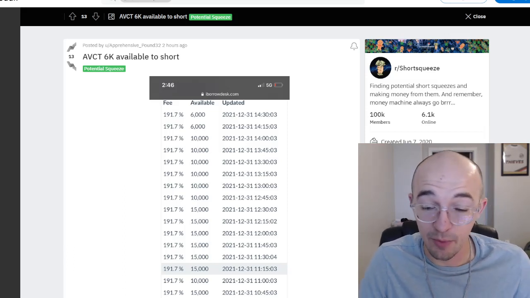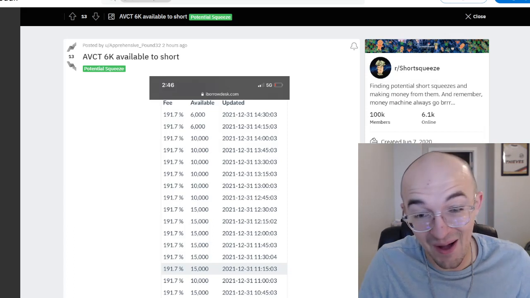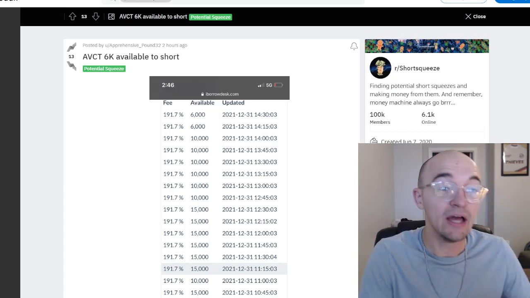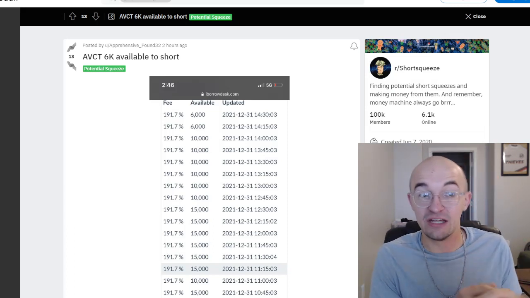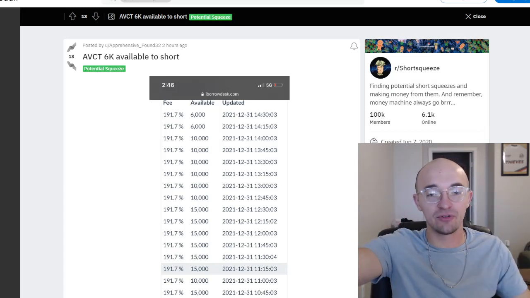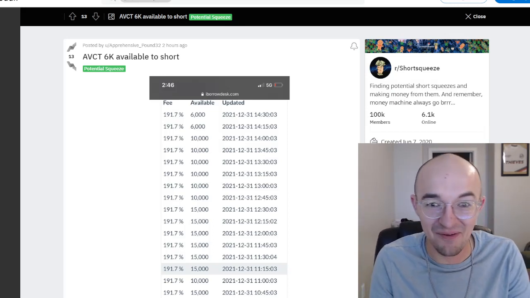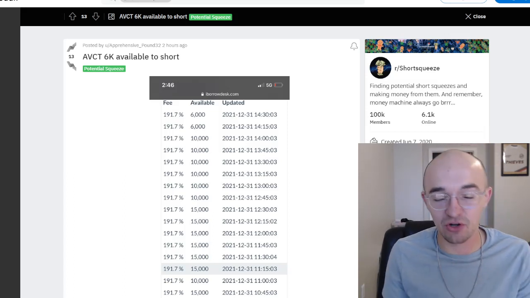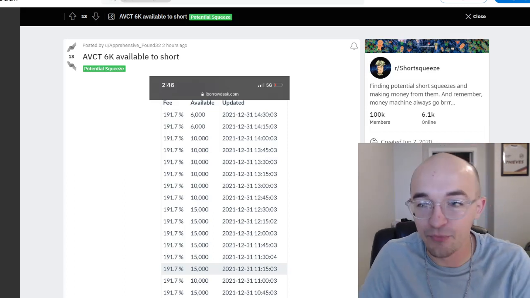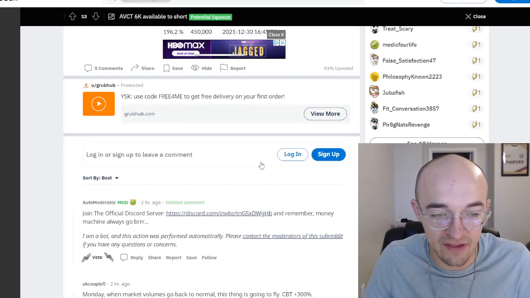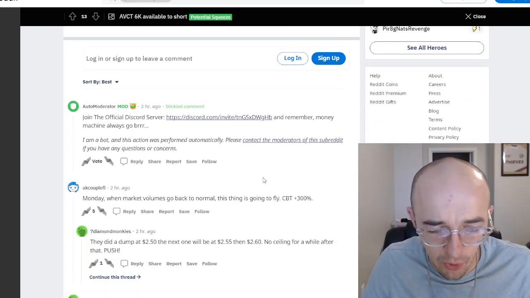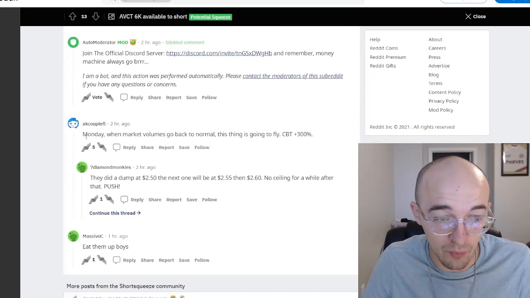And then eventually, people are saying they're going to have to pay up to buy back these shares, and that's what could actually make AVCT explode, send it up to the moon, send it up to some of these crazy price targets we're seeing, like 3, 5, 10, 30 dollars, whatever crazy numbers people are throwing around. So this was obviously exciting to see coming out. And people were excited about this as well. Monday, when market volumes go back to normal, this thing's going to fly.